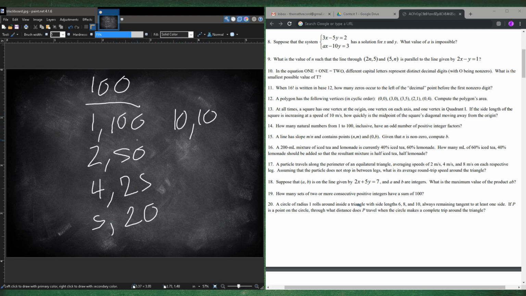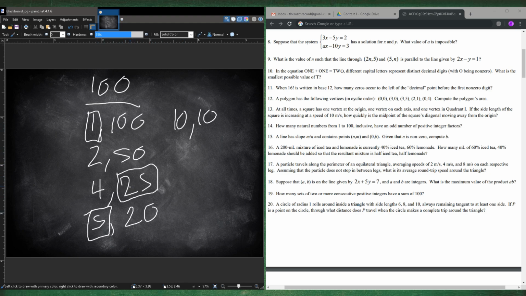So the odd factors are basically just 1 and 5. But is there anything else? And there's 25. 25 is also odd.